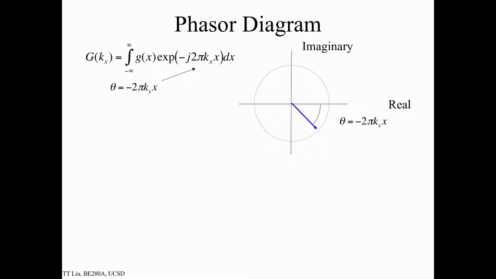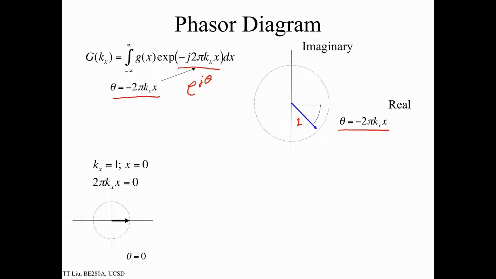So we'll start off by really looking at things in 1D. So here we have e to the minus j 2 pi kx x. And here, this has the form e to the j theta, where theta equals minus 2 pi kx x. Therefore, we have this phase, and if we want to draw this in the real imaginary plane, we simply have a phasor. It has length of 1, and the theta is given by minus 2 pi kx x. So the theta depends on both the spatial frequency and also the location x.